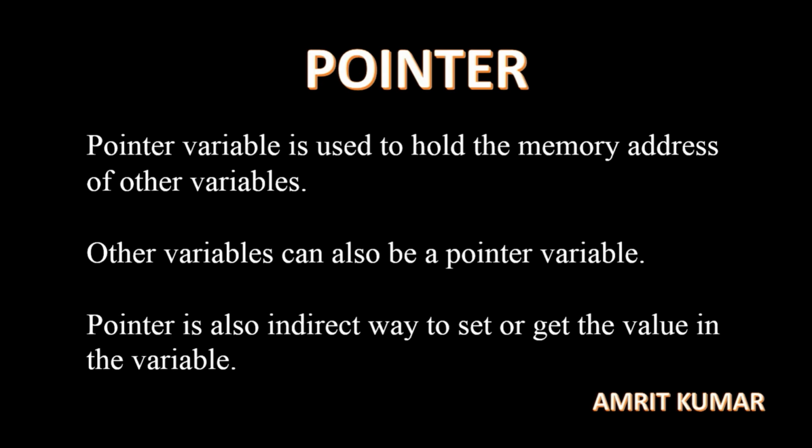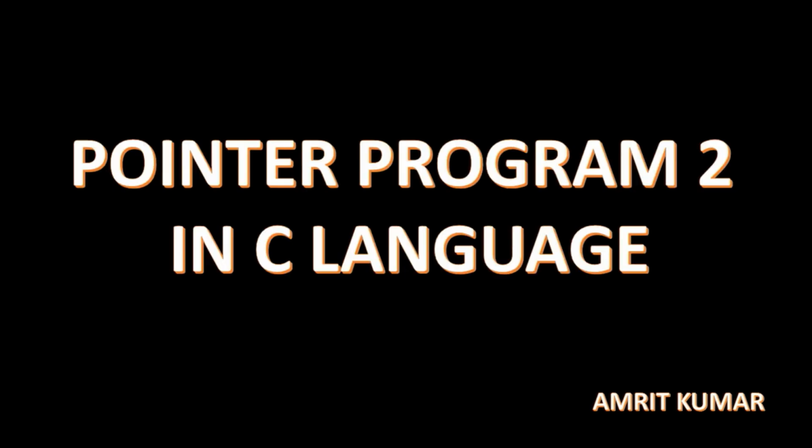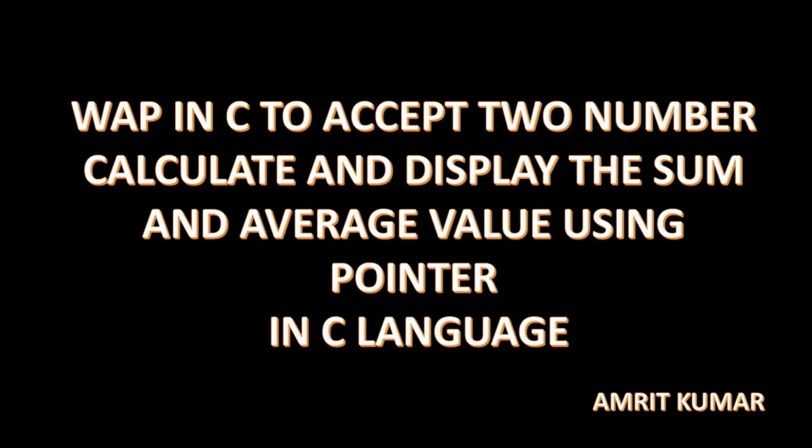So we will use this concept in our program, which is the second program of pointers. Let's look at pointers program 2 in C language. What we need to conclude from here is that I have to write a program in C to accept two numbers from the user, calculate and display the sum and average value using pointers in C language. We have to accept two numbers from the user, and calculate and display the sum and average using the pointer concept. So let's do it.